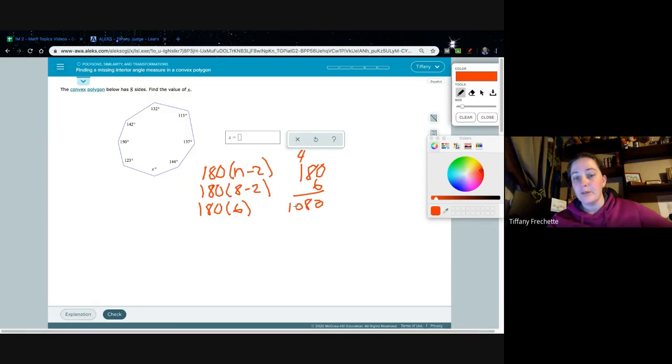So we end up with 1,080. That's what they all have to add up to. And then what we want to do is take all of these angles that were given and add them together, because we're already using all of these angles up. So we want to figure out what we are using up.